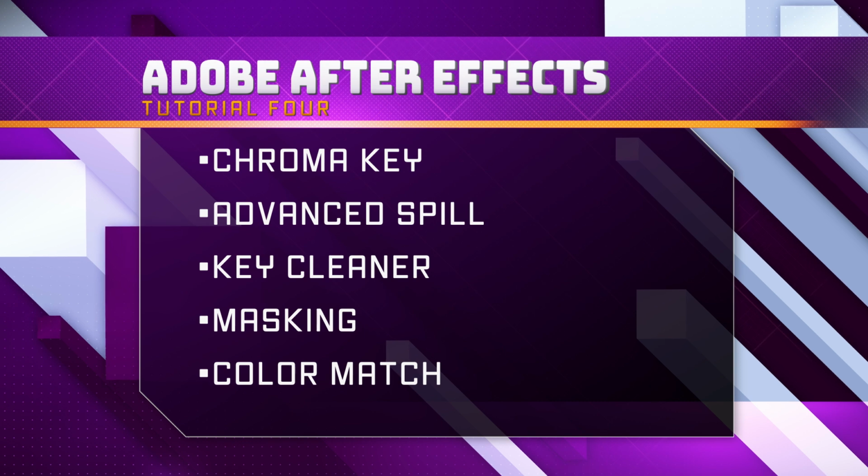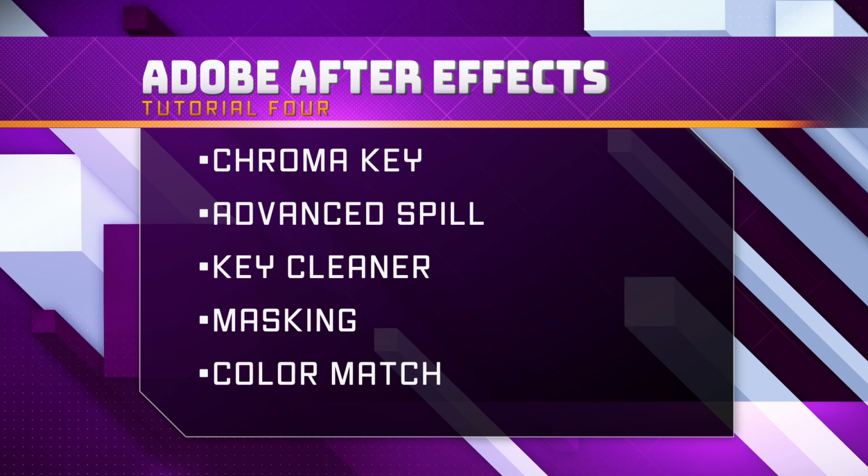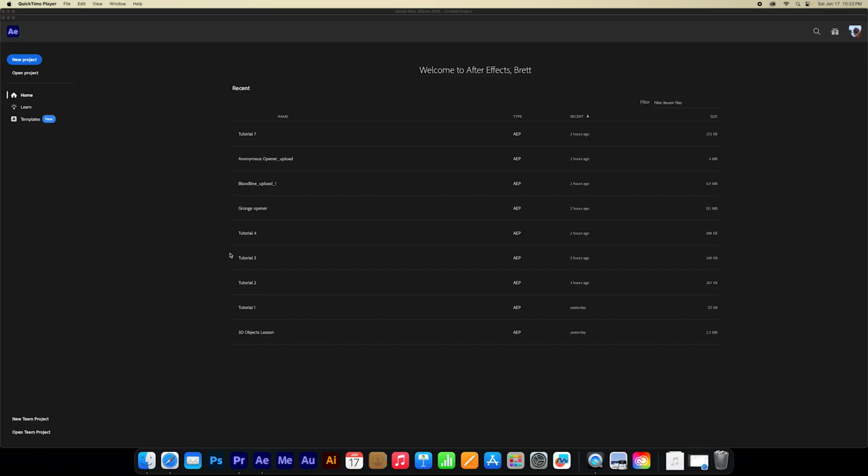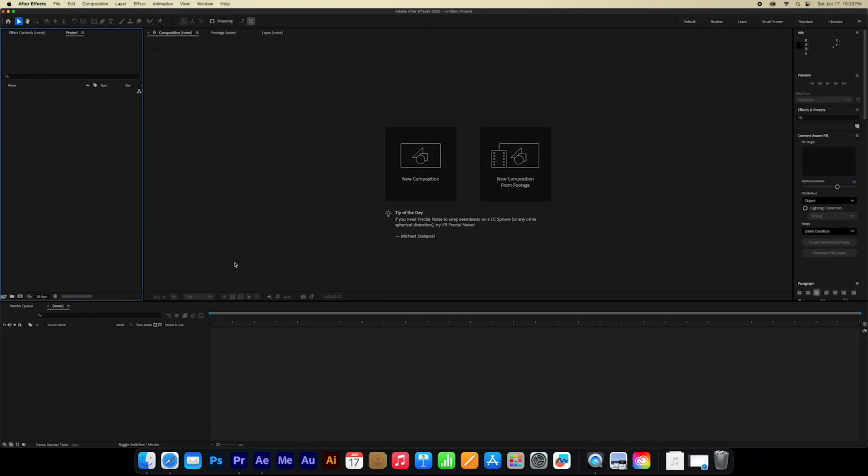Welcome to After Effects tutorial number 4, Chroma Key. Today we're going to work on chroma keying and replacing green screen backgrounds. This will help you with your midterm project that's coming up, since you'll need to be shooting some assets next week. So we're going to open up After Effects and create a new project.